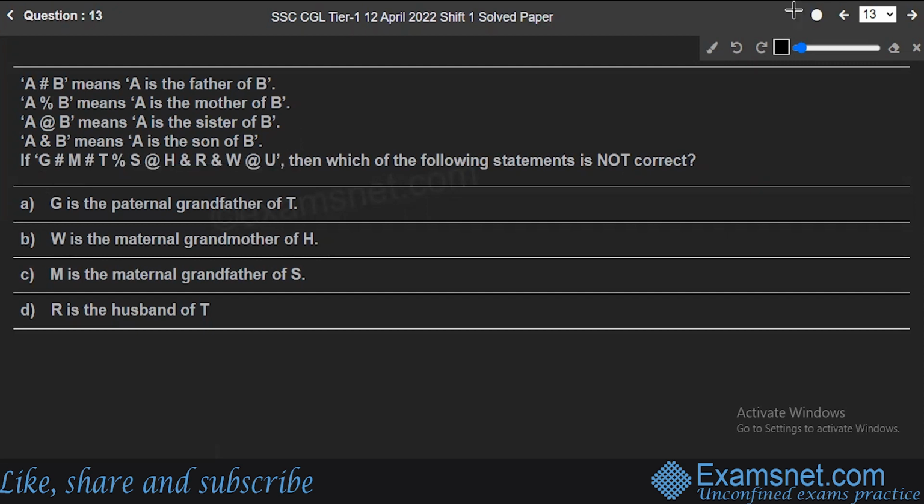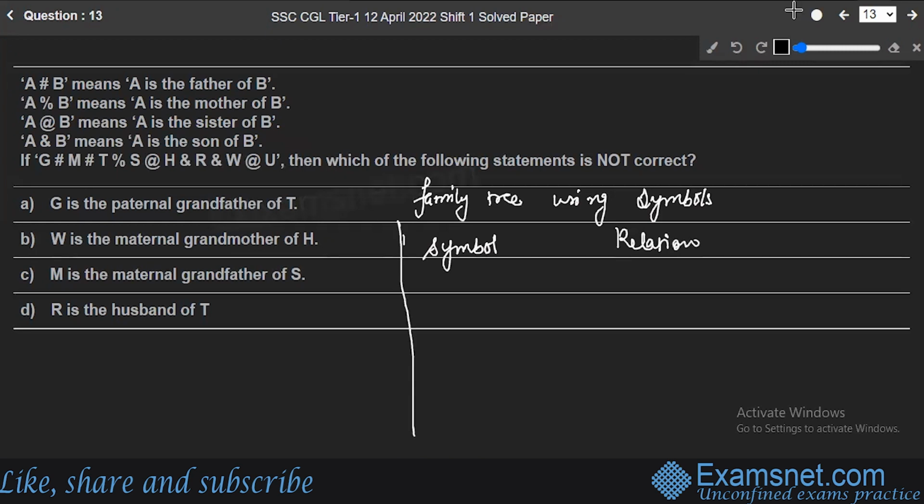Okay, so let's start. First of all, to answer this question, you need to prepare a family tree using these symbols. So let's make the family tree using symbols so that we can have the pictorial representation of the data, which makes our interpretation very easy. So here is a symbol and here is a relationship. Here is a relation now. First of all, let's see over here.